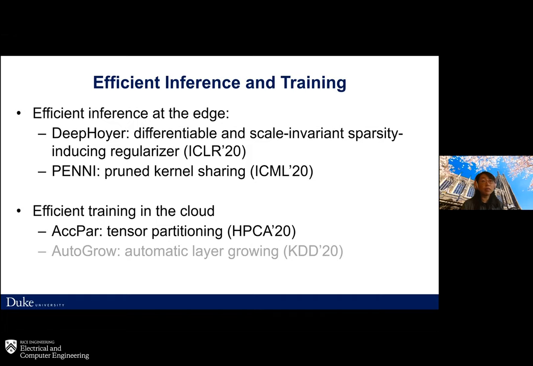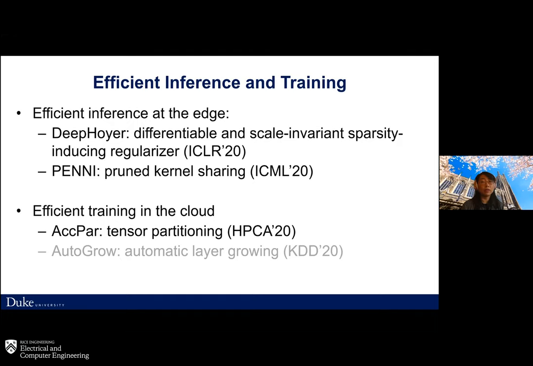Talking about inference at the edge, I will first introduce our work called Deep Hoyer. The major goal of this work is to seek a differentiable and scale-invariant sparsity-inducing regularizer that is friendly to the training process. The work was published at ICLR this year. Then there is work on utilizing pruned kernel sharing to improve inference speed. This is more like a low-rank approximation approach, and the work was published at ICML.